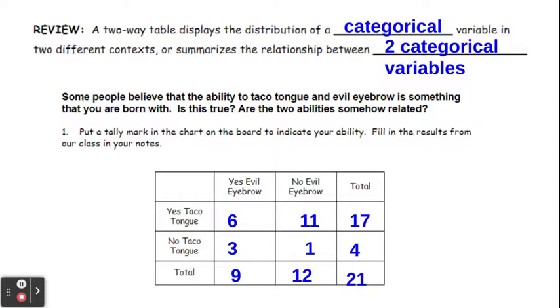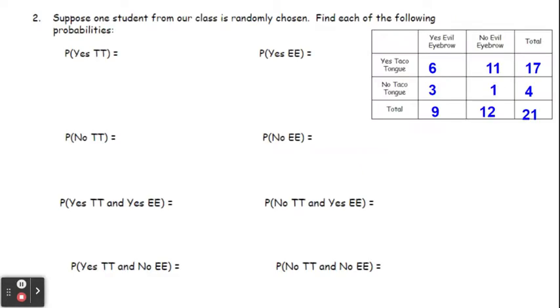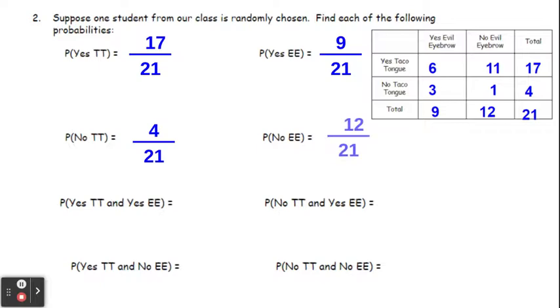Now we're going to use that two-way table to answer some probability questions. First one is the probability of a student that can do taco tongue. So probability of yes, taco tongue. We had a total of 17 students in the class that said they could do taco tongue. There were 4 students in the class that could not do the taco tongue. We had 9 students that could do the evil eyebrow and 12 students that could not. So notice in this case, we're using the row or the column totals out of the total number of students in the class.